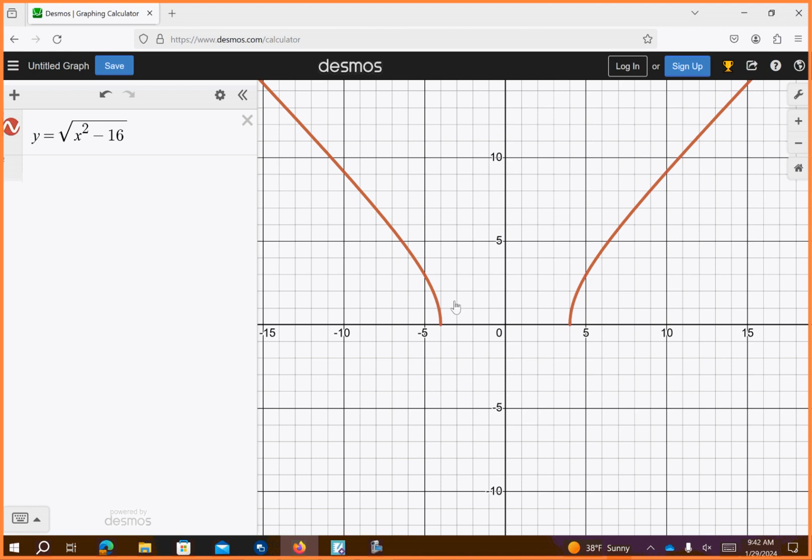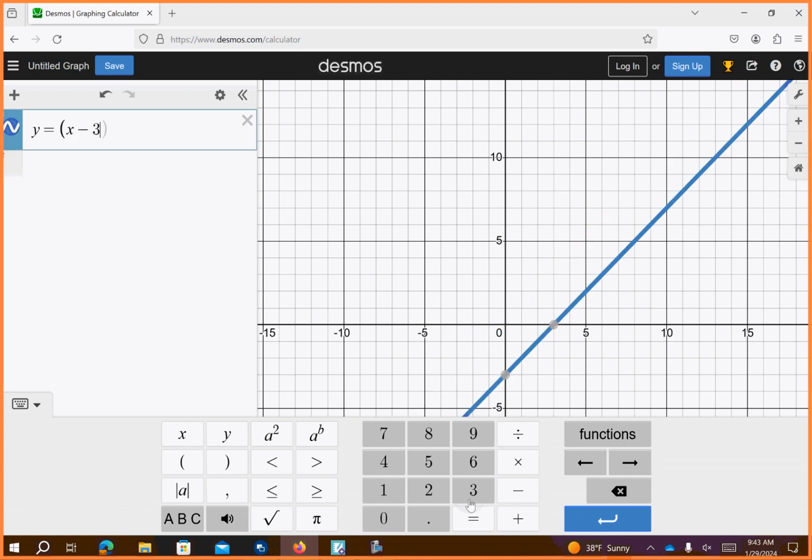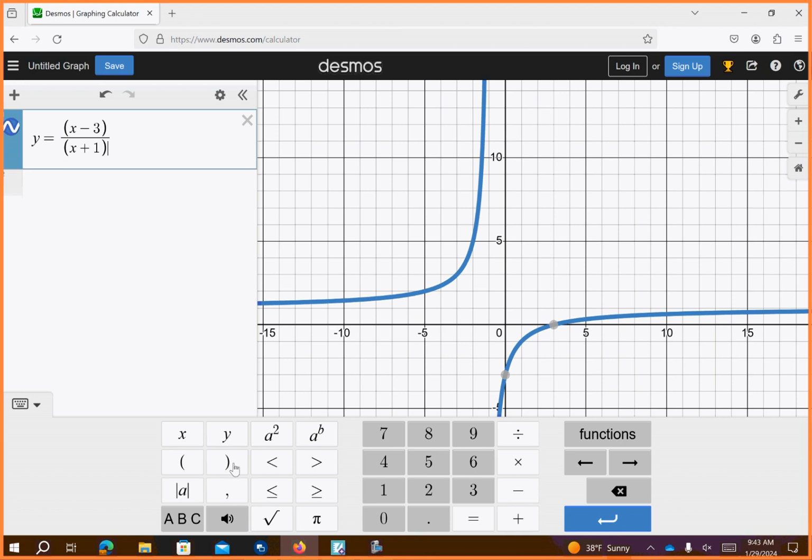Denominator has an x. Yes. So the very first number 6, I'm going to go y equals, and then I'll put this in parentheses because it gets goofy. x minus 3, close parenthesis, divided by x plus 1. So definitely, we have two asymptotes. We have a vertical and we have a horizontal. But we're just trying to label the domain.